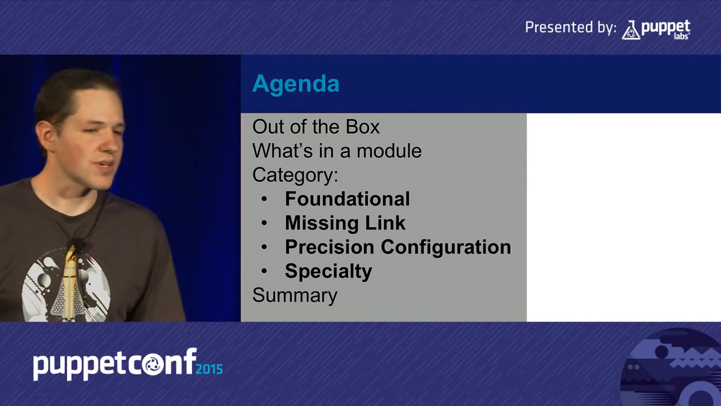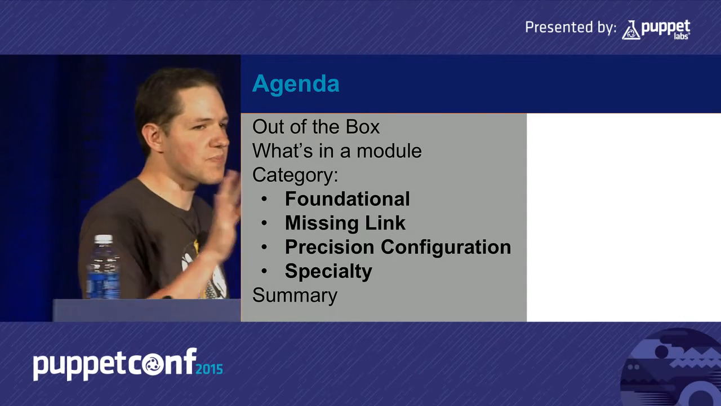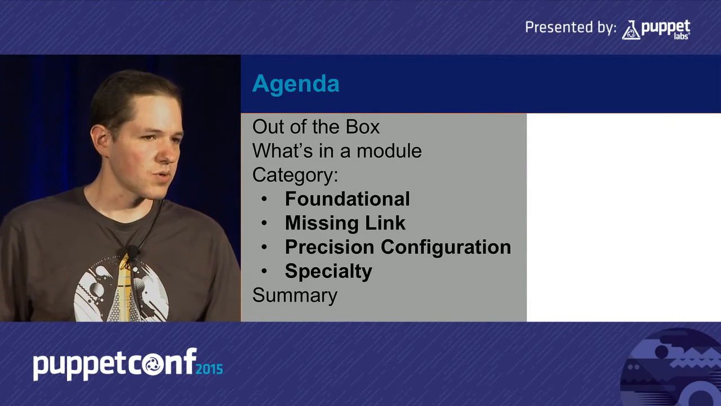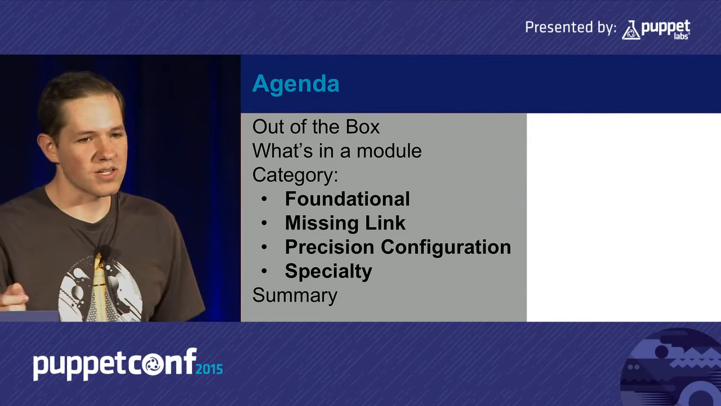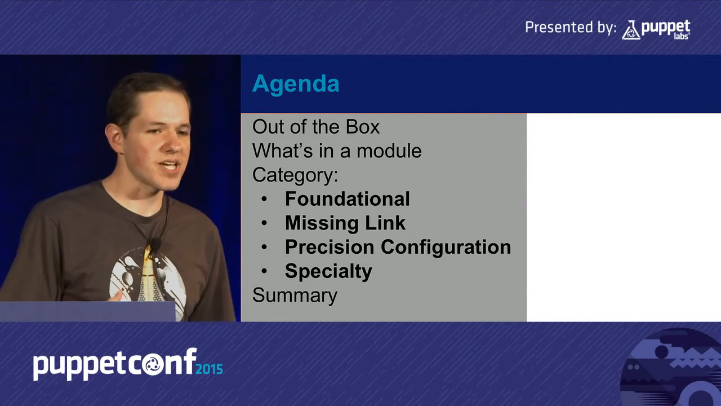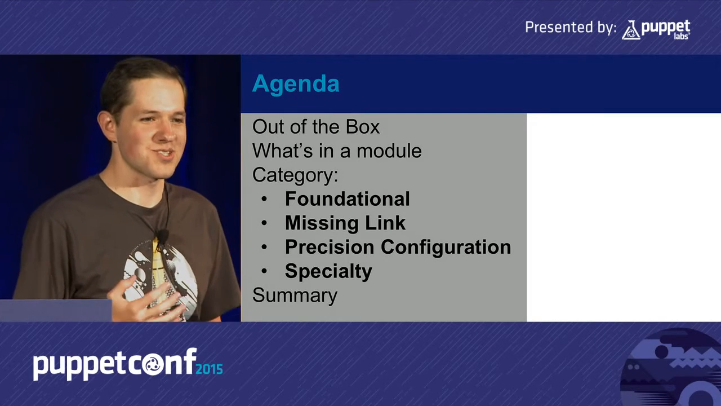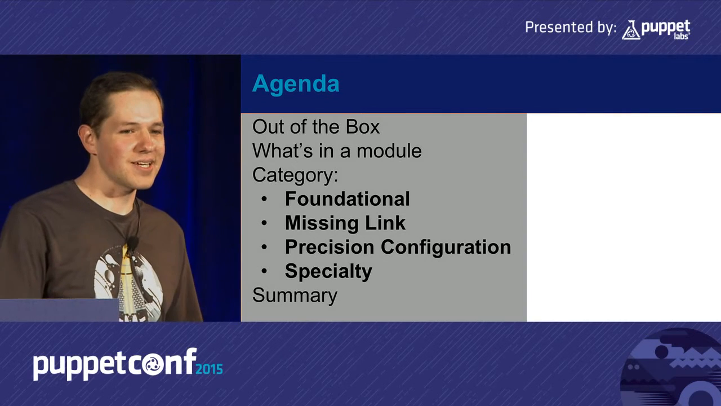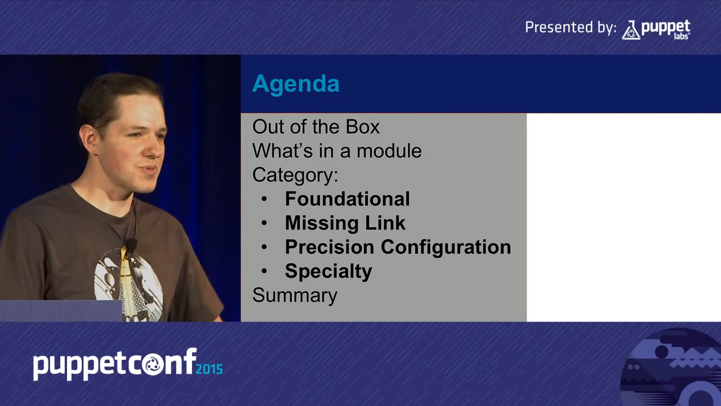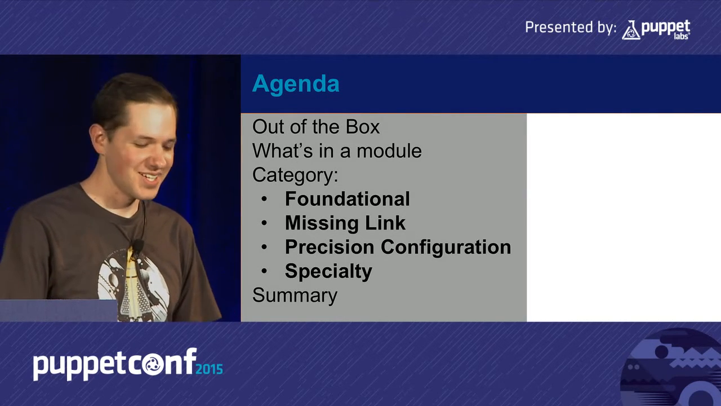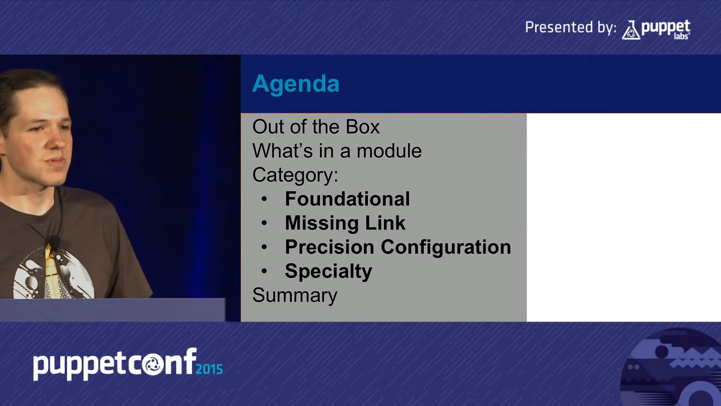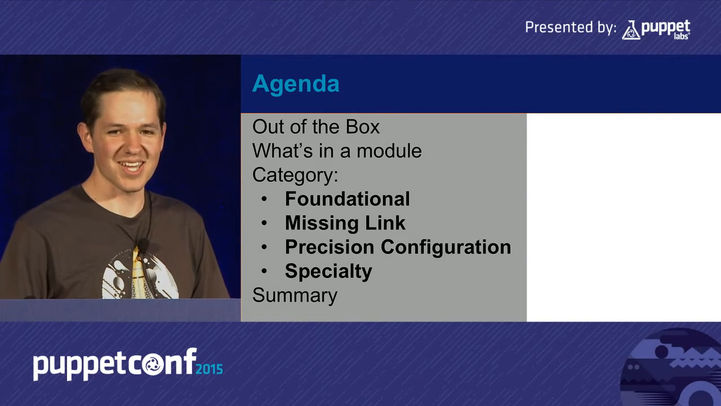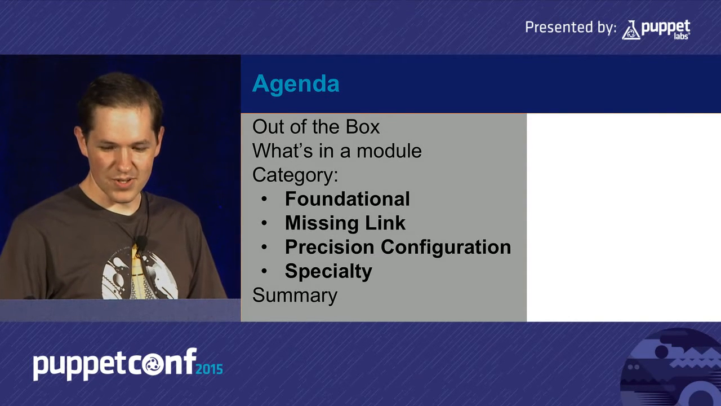The way I'm going to break this up is I'm going to do a cursory pass over what kind of things we're actually talking about, so what goes in a module, or what can go in a module, and then break the survey apart into categories. Those category names are foundational, things that I think people should probably just install, even if they don't have any immediate plans to use them, just because. Missing link, which is focused on a specific problem that someday will be solved in core Puppet, but today just isn't there. Precision configuration, so a step up from file, and specialty, which is some weird things that Puppet can do. Those are the categories.